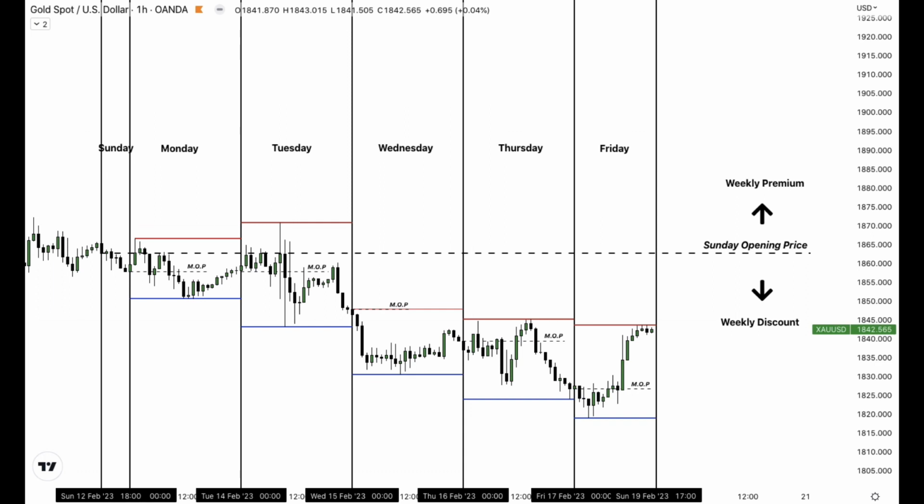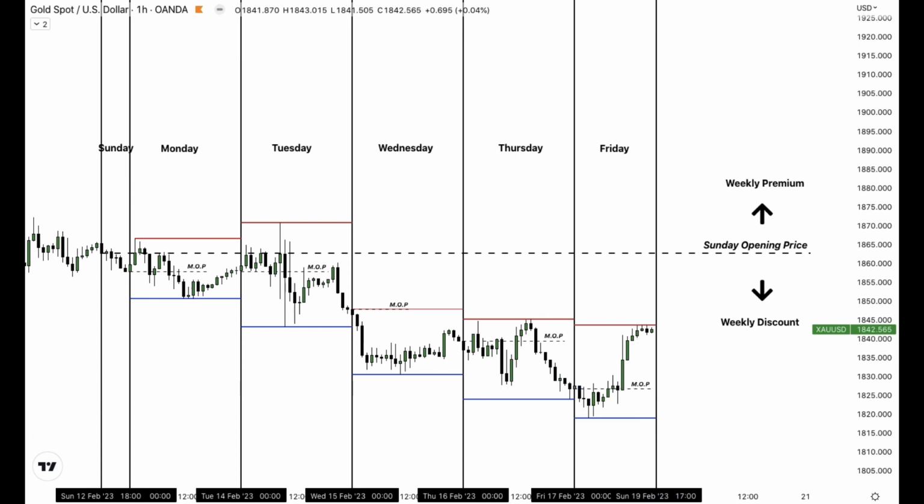We also have some natural price action indicators like Sunday's opening price and midnight opening price. This one is just meant for the weekly range, and this one is just meant for the intraday daily range. So anything above this opening price is going to be a premium or overbought. Anything below is going to be a discount or oversold. The same thing is said for midnight opening price.